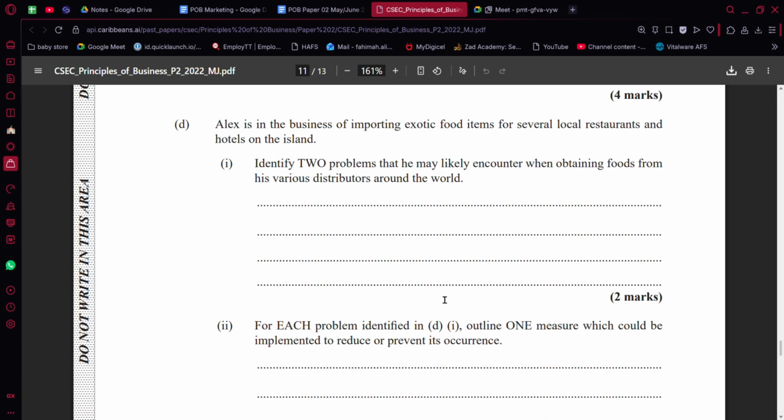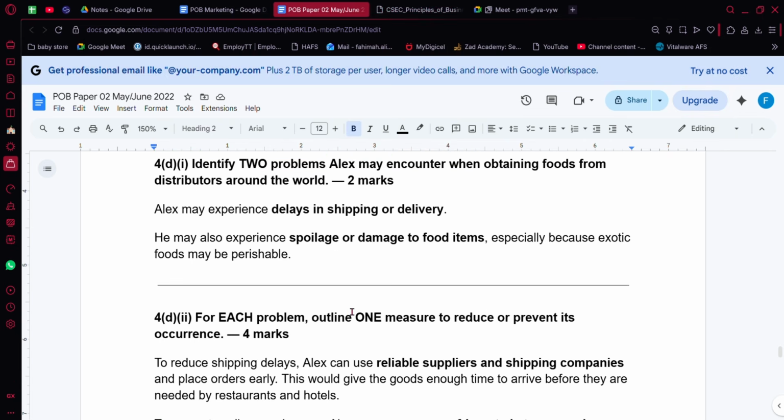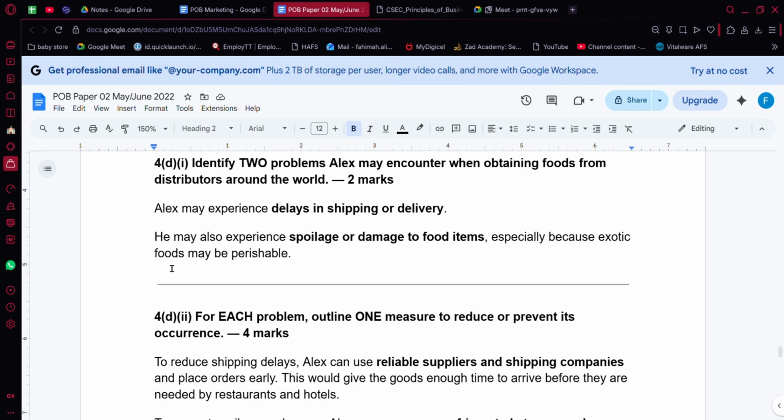Next question. Alex is in the business of importing exotic food items for several local restaurants and hotels on the island. Identify 2 problems that he may likely encounter when obtaining foods from his various distributors around the world. Alex may experience delays in shipping or delivery. He may also experience spoilage or damage to food items, especially because exotic foods may be perishable.